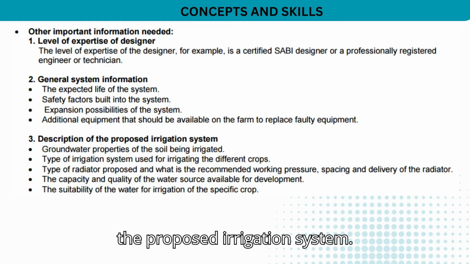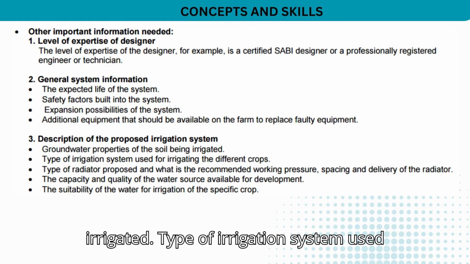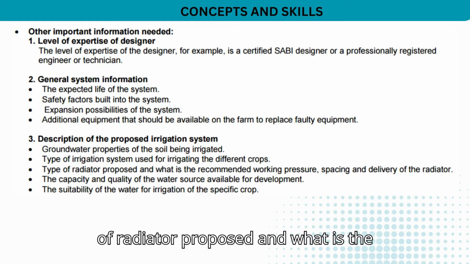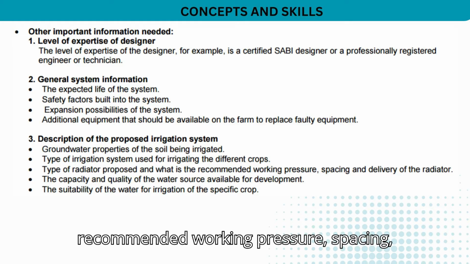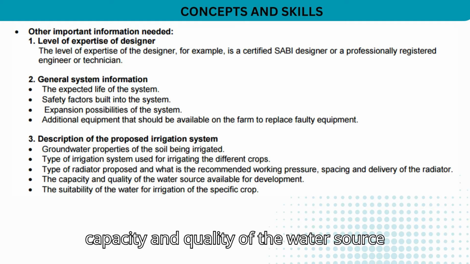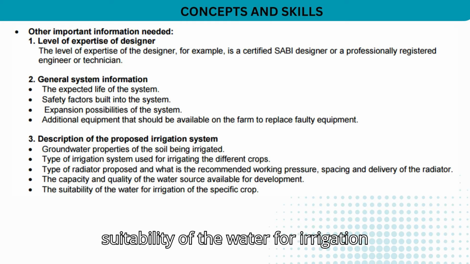proposed irrigation system. Groundwater properties of the soil being irrigated. Type of irrigation system used for irrigating the different crops. Type of radiator proposed and what is the recommended working pressure, spacing and delivery of the radiator. The capacity and quality of the water source available for development. The suitability of the water for irrigation of the specific crop.